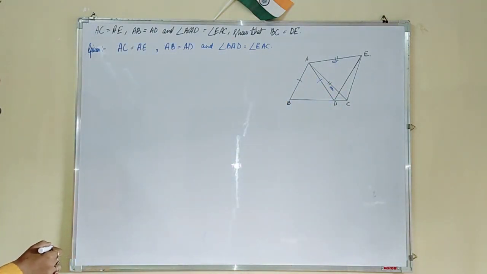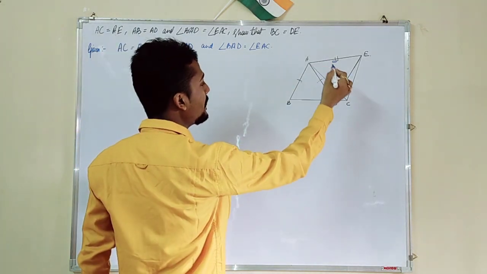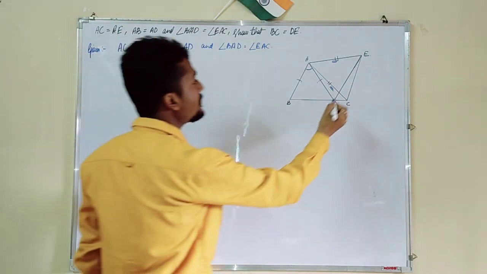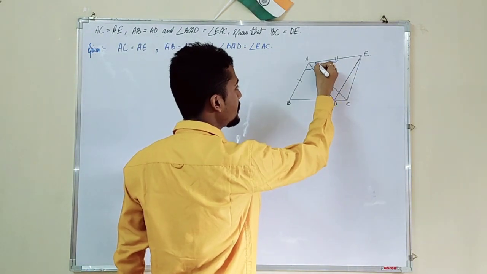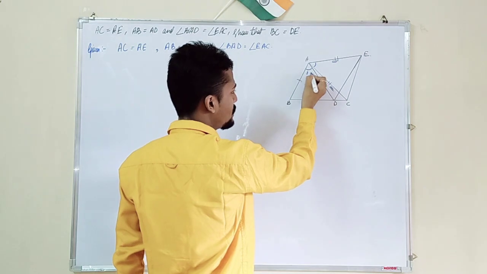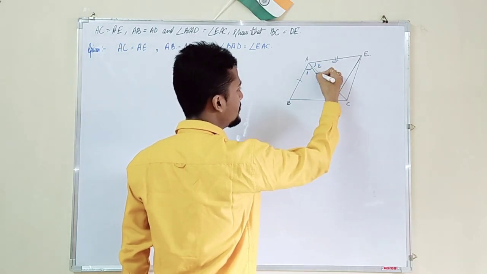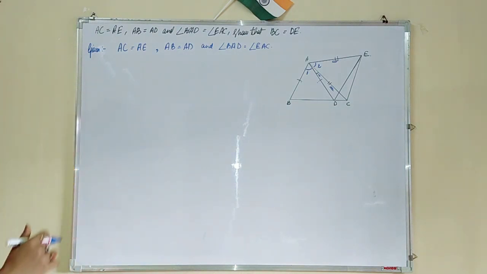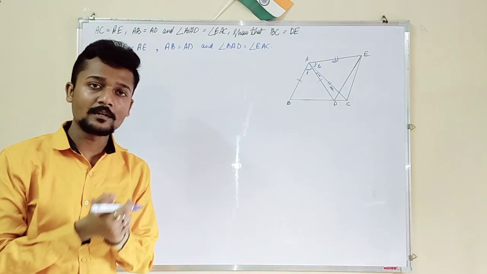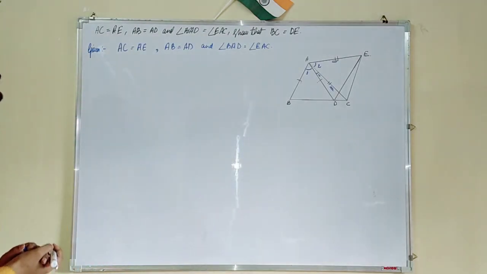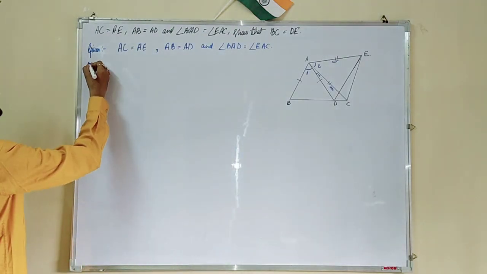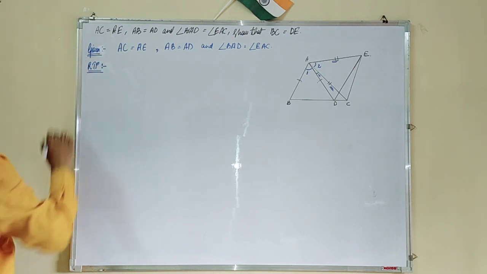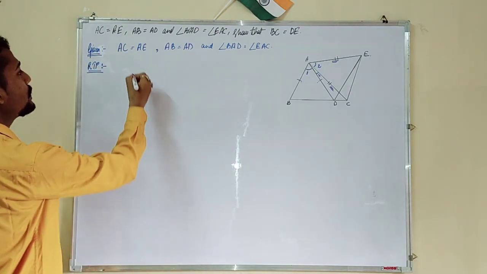And BAD, this particular angle is equal to EAC. Let us mark this angle as 1, this as 2 and this angle as 3. That means 1 is equal to 2, it is given, and that particular angle 3 I have marked for my own convenience. So given, I have written required to prove, RTP. Required to prove: show that BC is equal to DE.